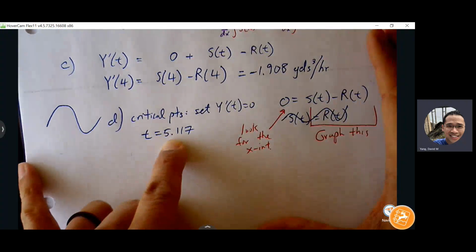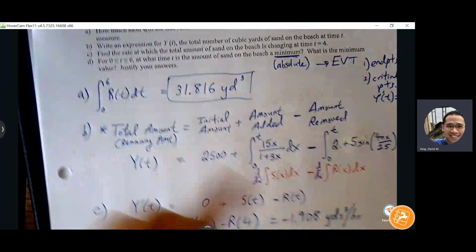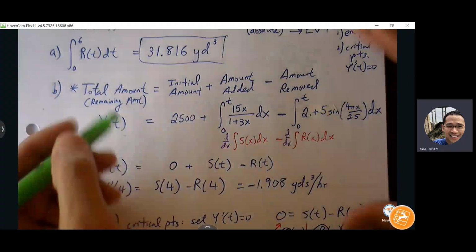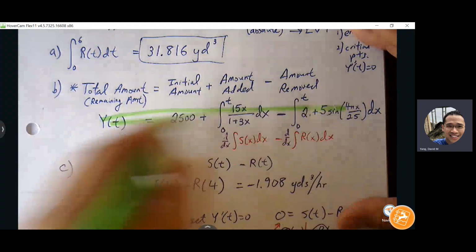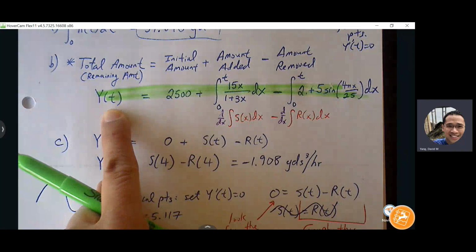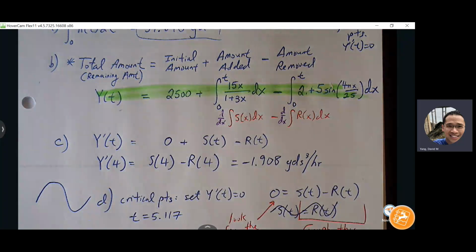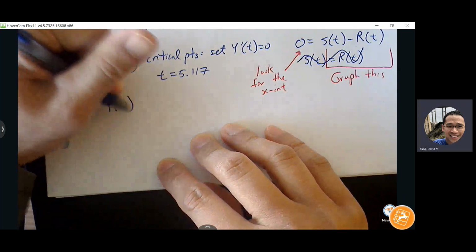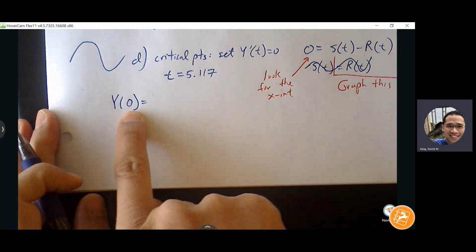What endpoints do we want to test? 0 and 6, right? Those are the endpoints. So we want to find how much sand there is at t equals 0, t equals 5.1, and t equals 6. And then we can call back to this formula that we created for part B and just use this formula, right? This will tell us exactly how much sand is on the beach at any moment in time. So we'll do this 3 times. We'll do y of 0, we'll do y of 5.1, we'll do y of 6. Now y of 0 is actually easy, right? How much sand is there to begin with?